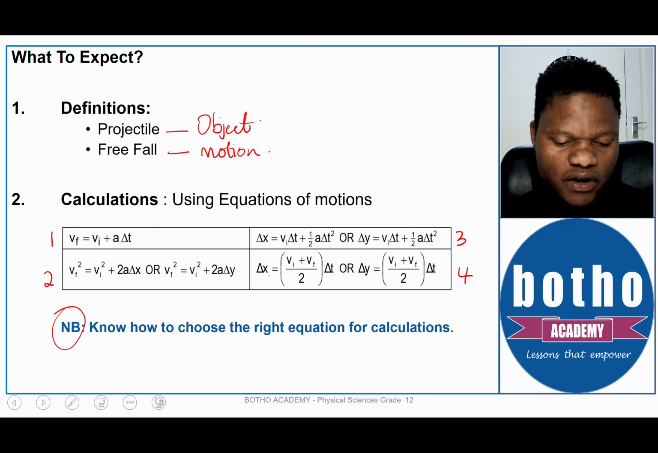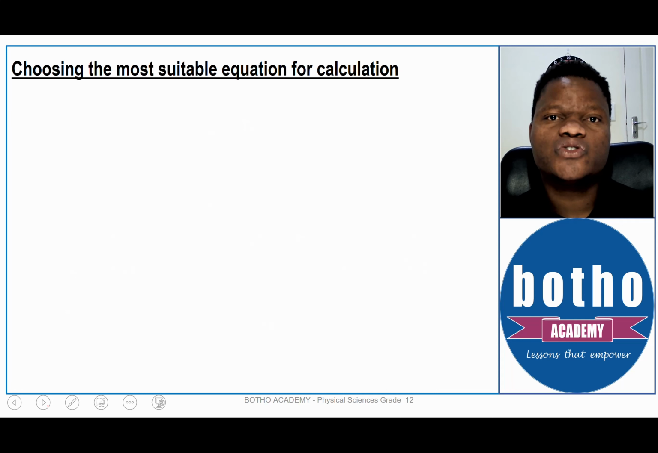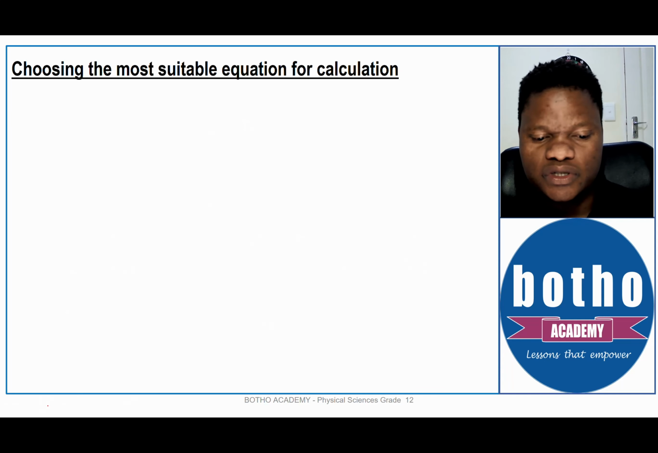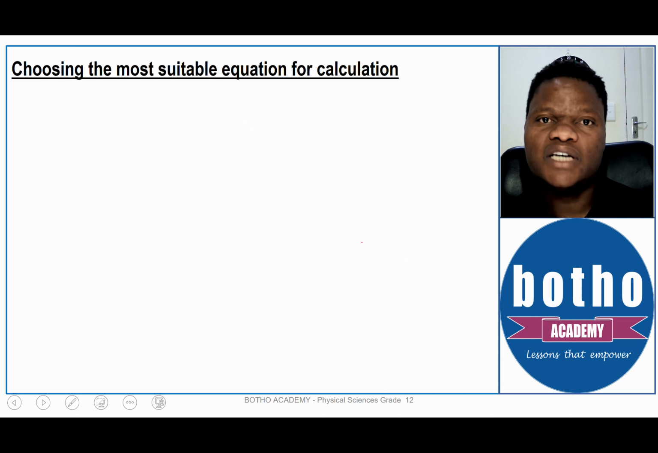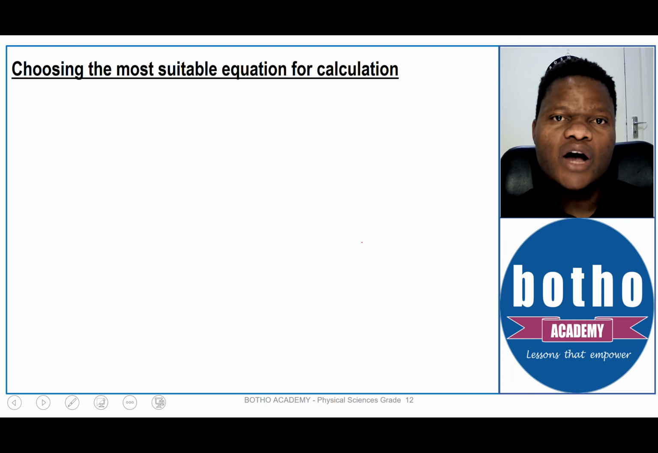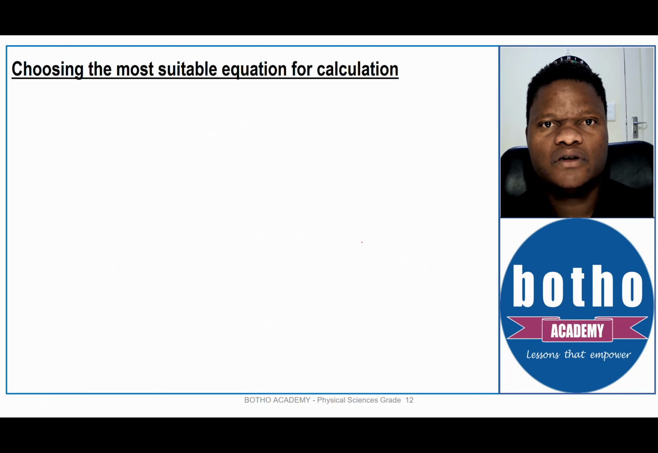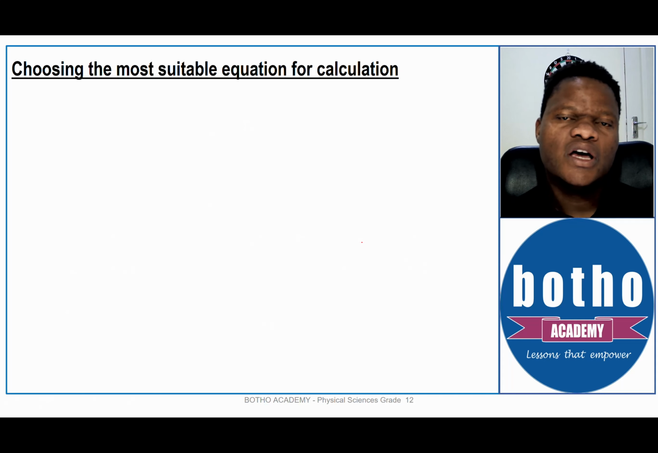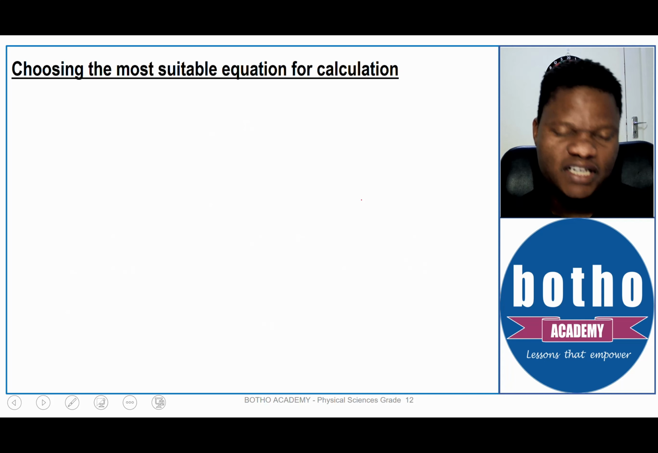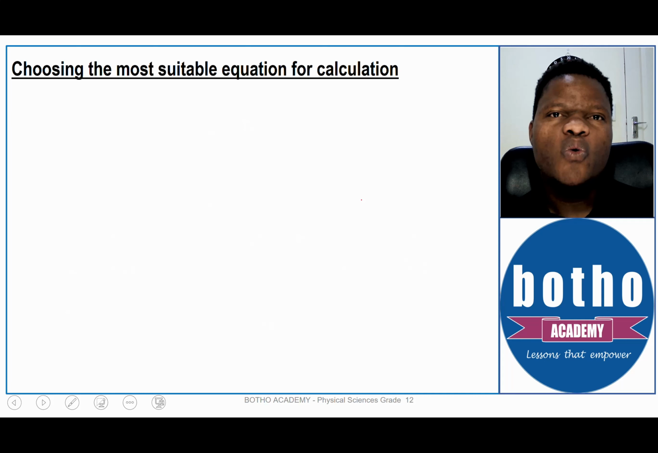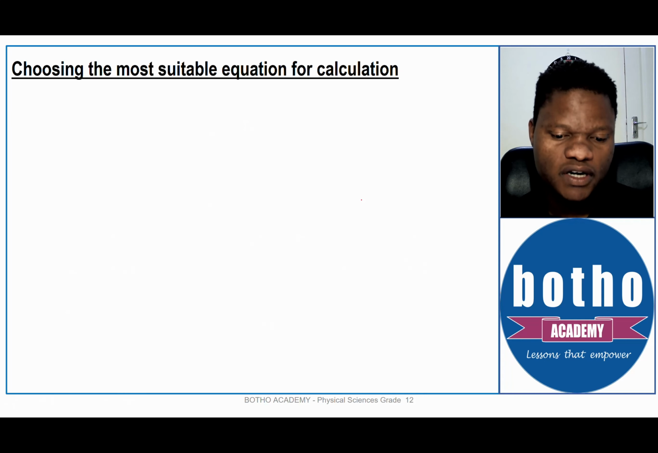In the next slide, what I want us to do is look at the strategy on how to choose the most suitable equation for a calculation, because sometimes you are going to use a combination of equations to solve one problem. Sometimes you'll have to start with one equation and move to the next. But this is a strategy to show you what you need to follow in order to choose the most suitable equation from the 4 equations.